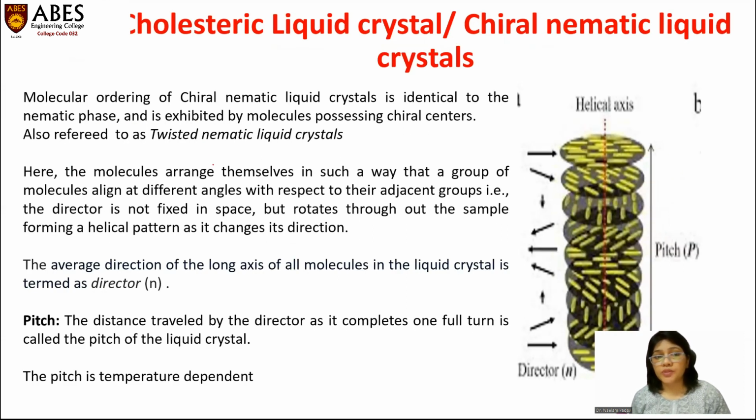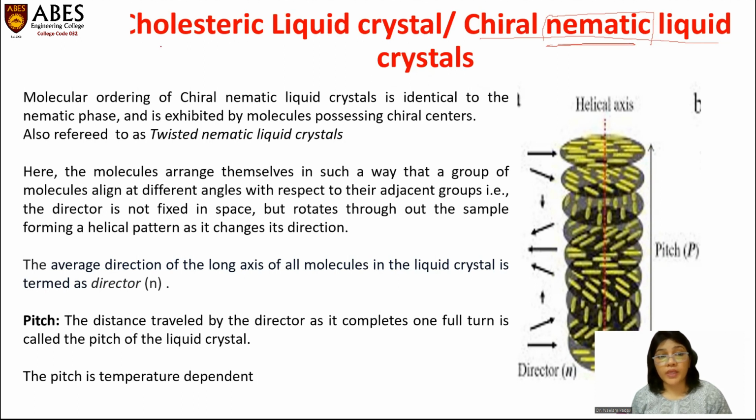Next thermotropic liquid crystal is cholesteric liquid crystal. It is also called chiral nematic liquid crystal. The name chiral nematic liquid crystal is given to this cholesteric liquid crystal because most of the properties shown by it are similar to those of nematic liquid crystal. That is, they are not having positional order, but they are having some amount of orientational order.